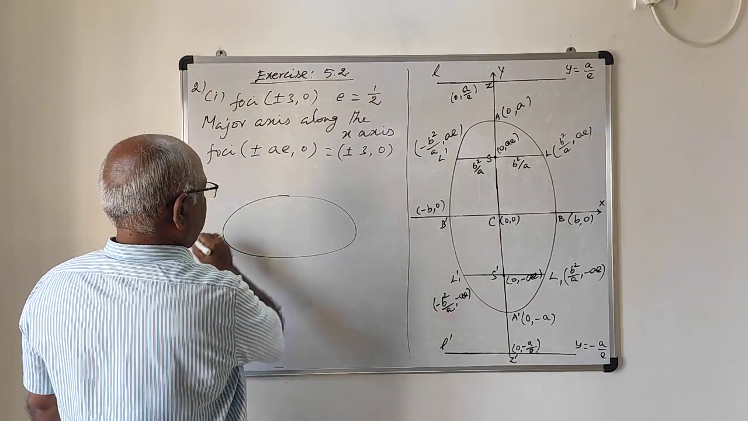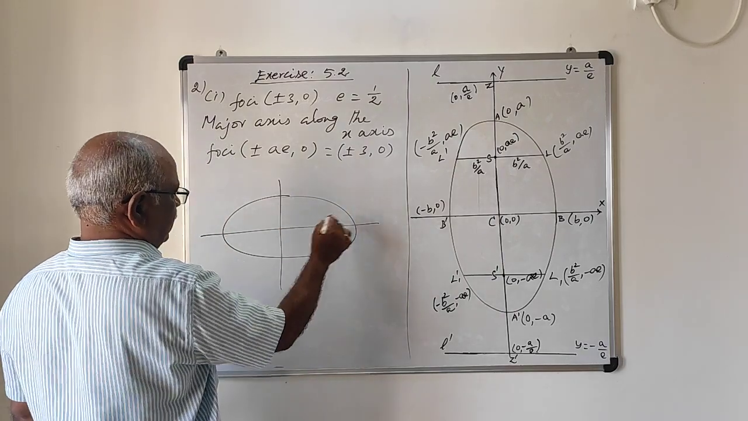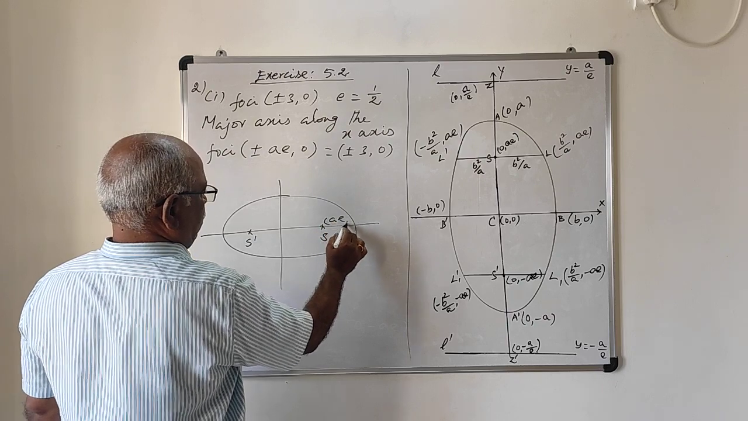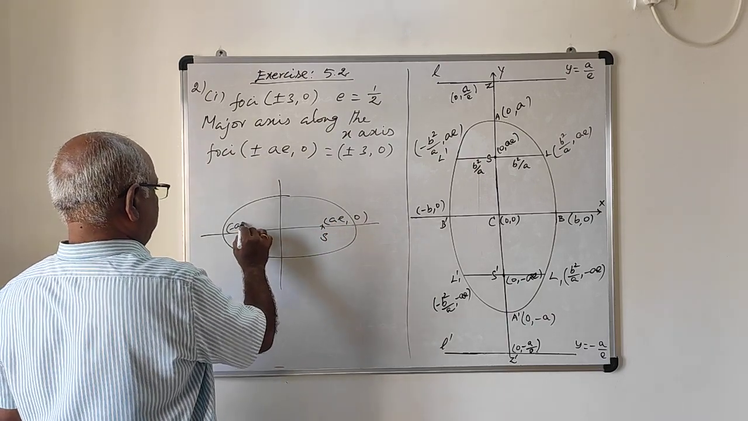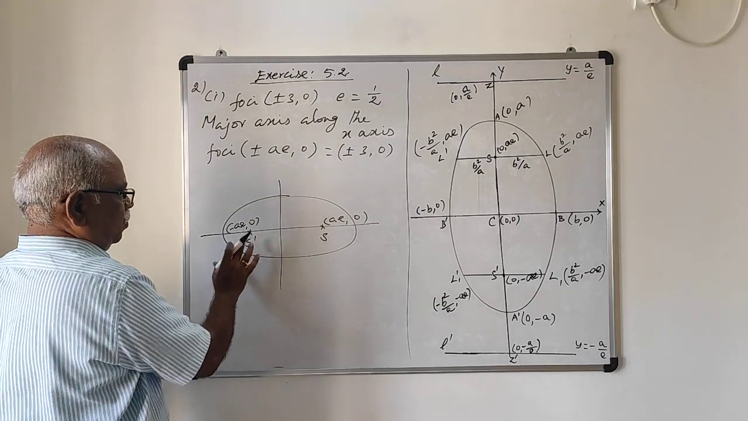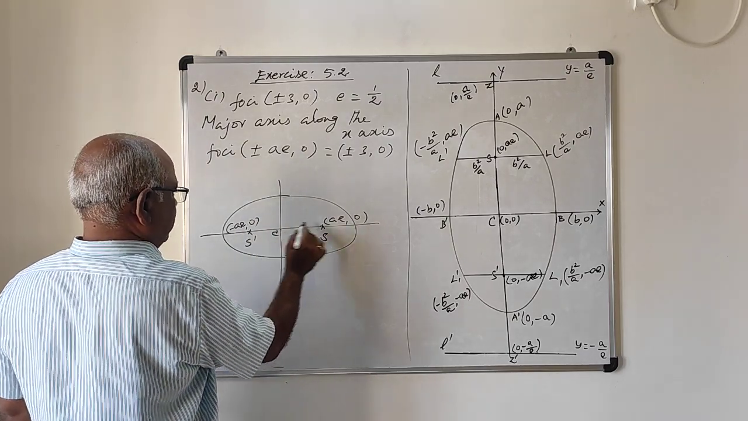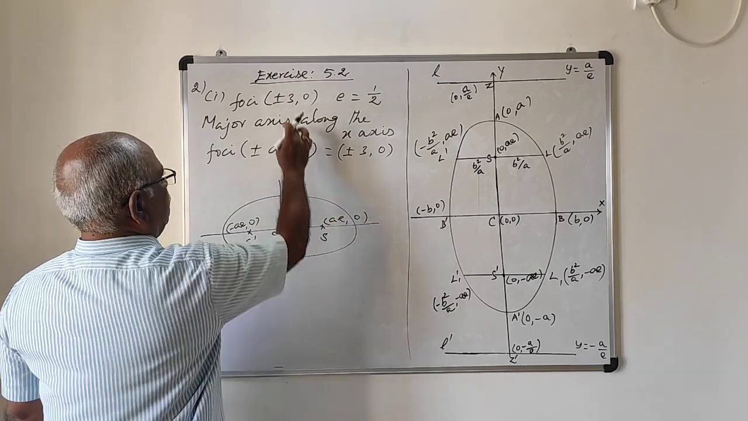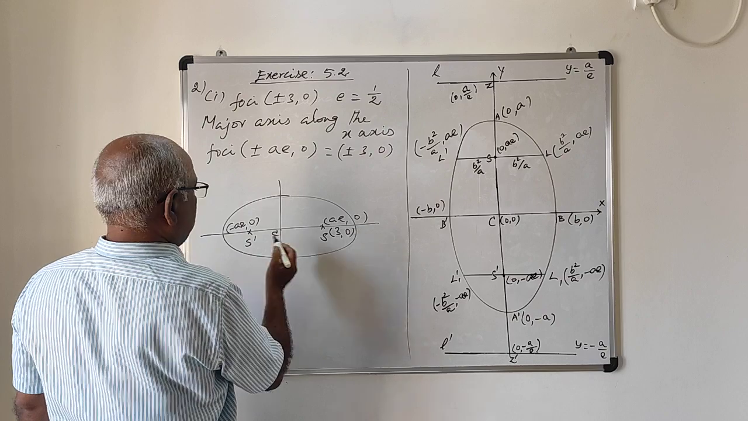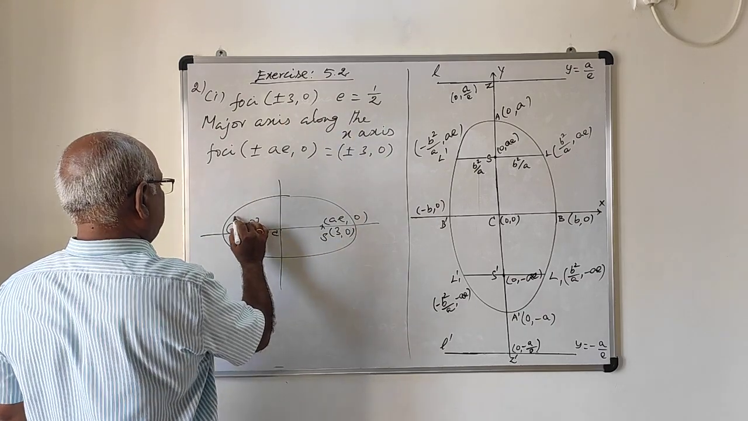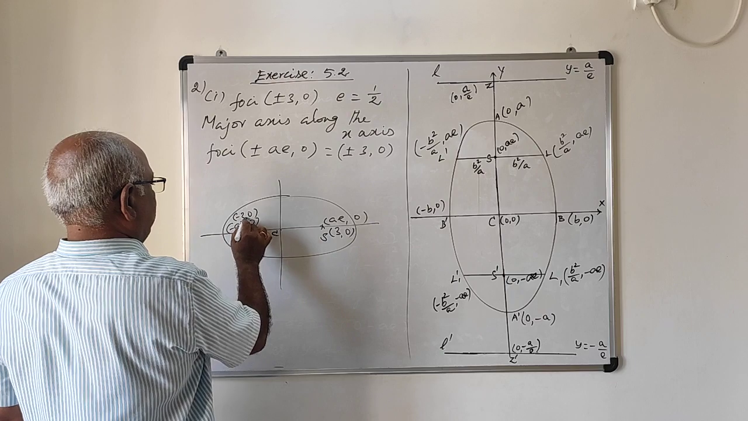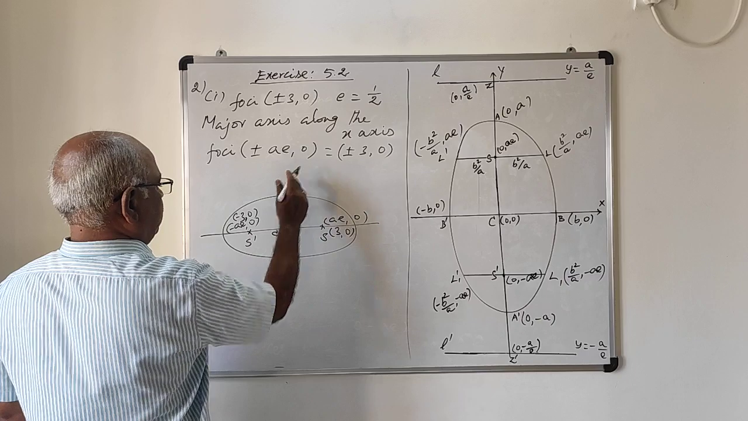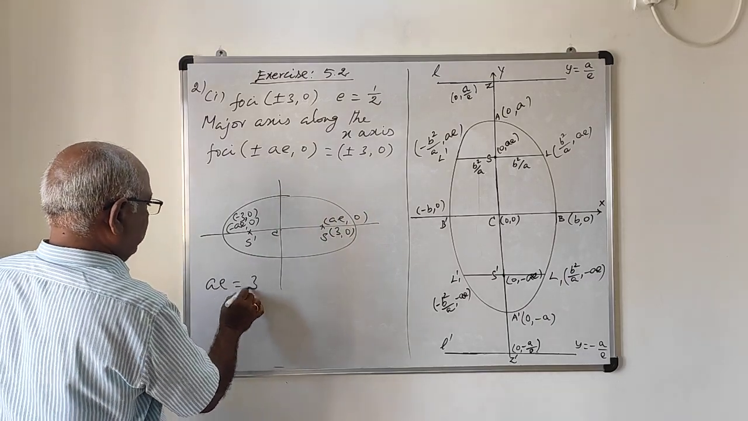Because this is a horizontal ellipse with the major axis along the x-axis, one focus S is AE, 0 and the other focus S dash is minus AE, 0. Therefore, 2AE is the distance between the foci, with the center in the middle. This is AE, 0, given as 3, 0, and this is minus 3, 0. Therefore, AE is 3. So for this ellipse, AE equal to 3.